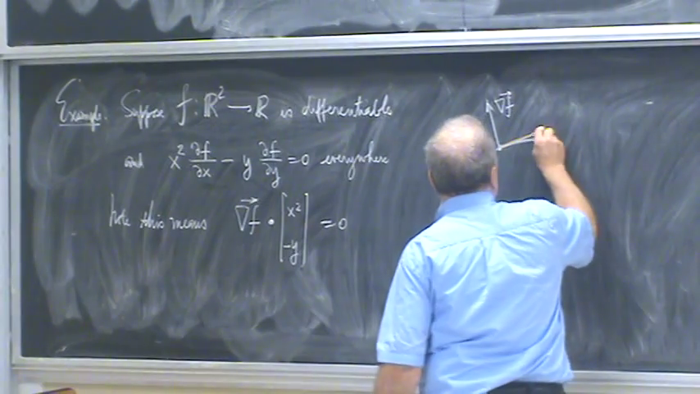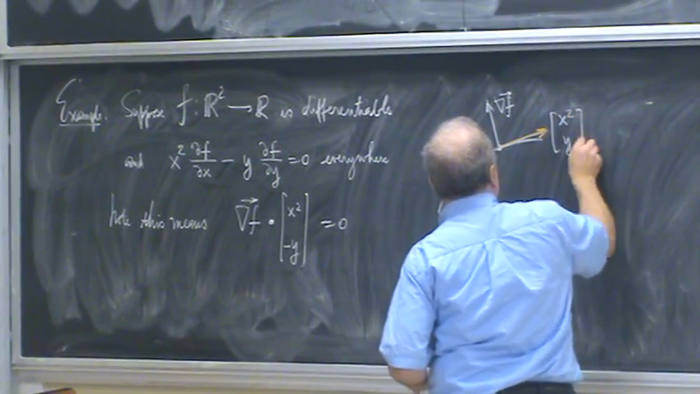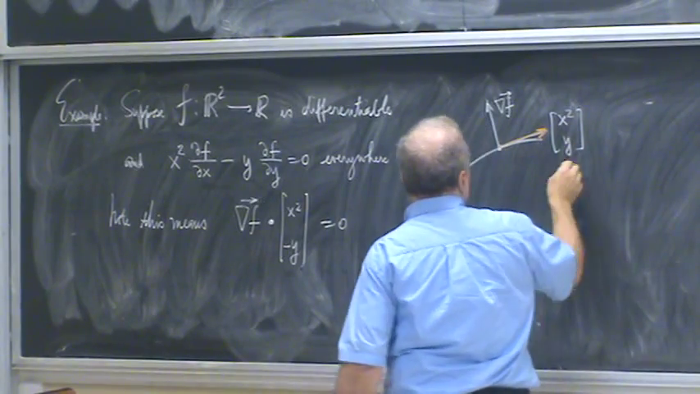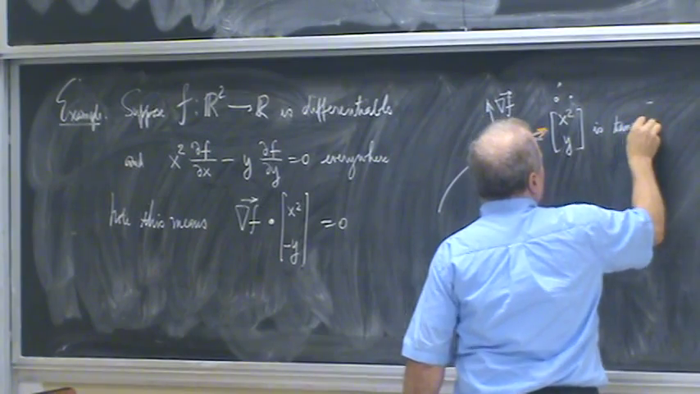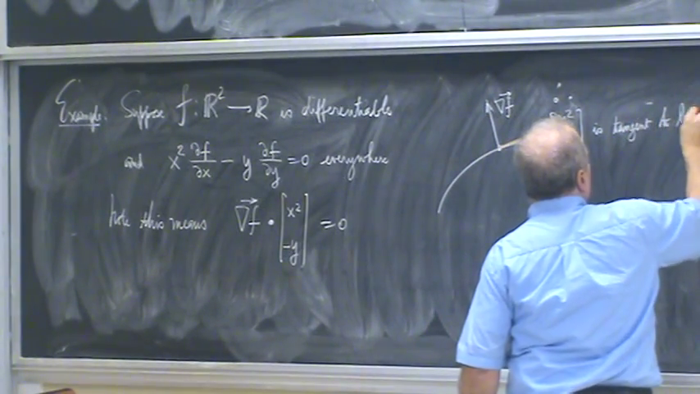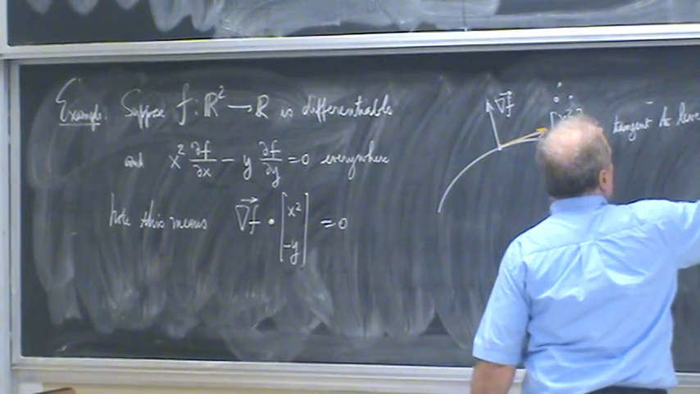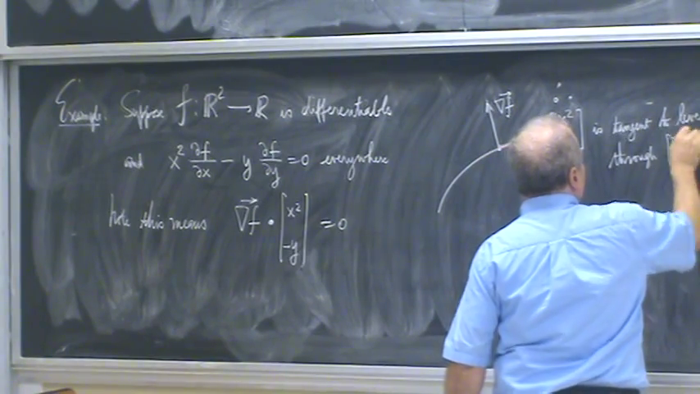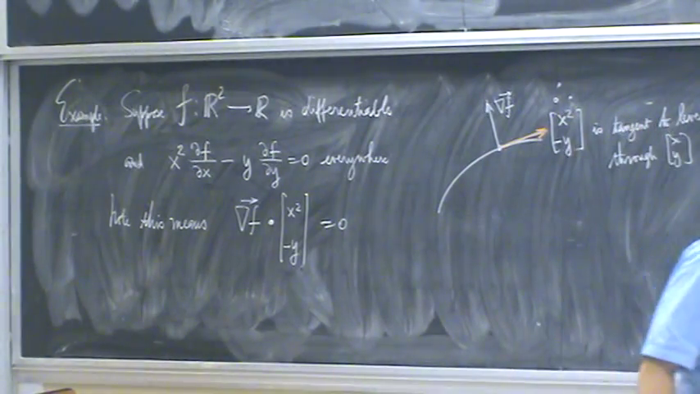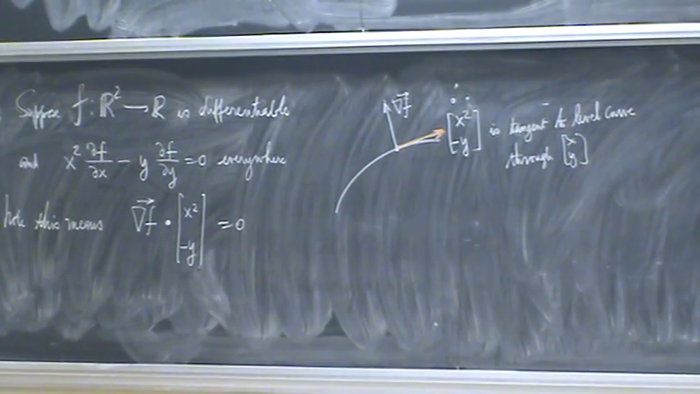So this vector here, x squared, negative y, is tangent to the level curve through the point x, y. Yeah, negative y, thank you. For every x, y, that's true.